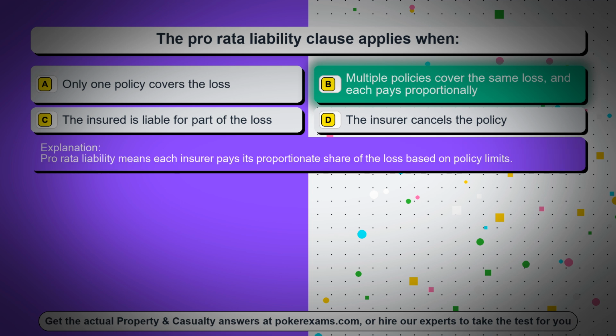Pro rata liability means each insurer pays its proportionate share of the loss based on policy limits.